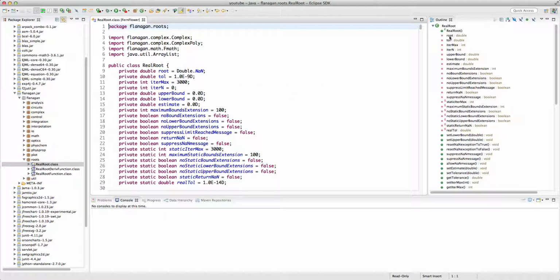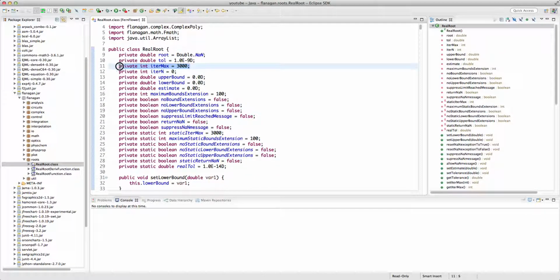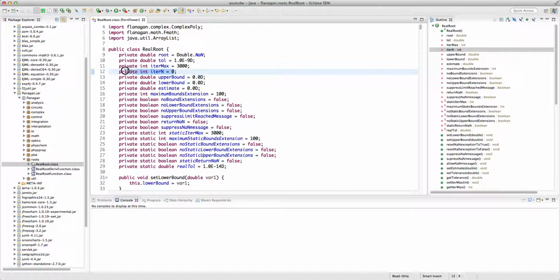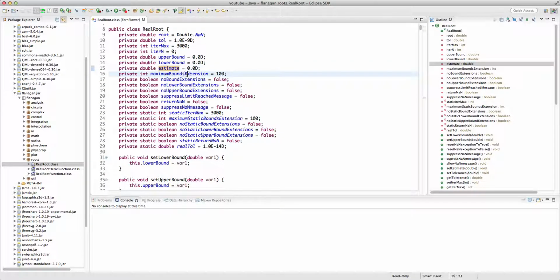Now in the real root we have a couple of private fields. One is originally the root is double.NaN, exactly like what we did. We have some tolerance, which I believe is used for the convergence. We have maximum number of iterations, and iter n, which I believe is used for the number of iterations in the Newton's method, and then upper bound and lower bound of the search, the estimate of the root, maximum bounds extension. This determines the maximum number of times that we can extend the bounds.